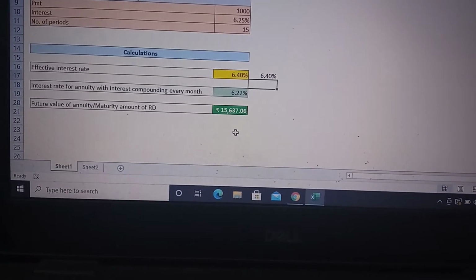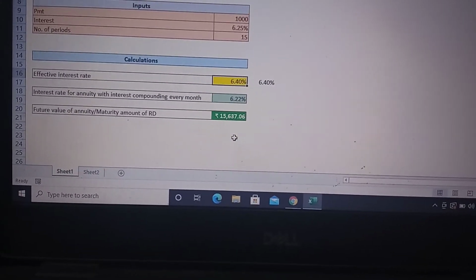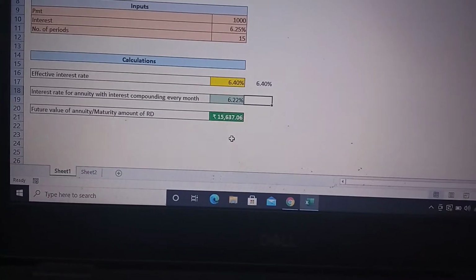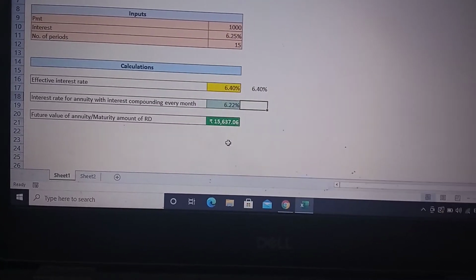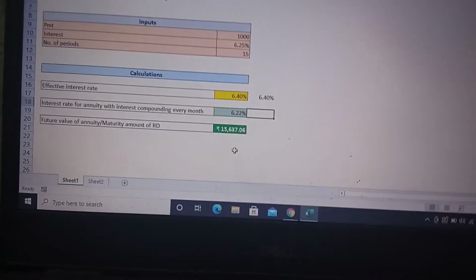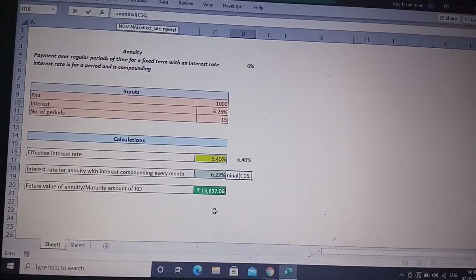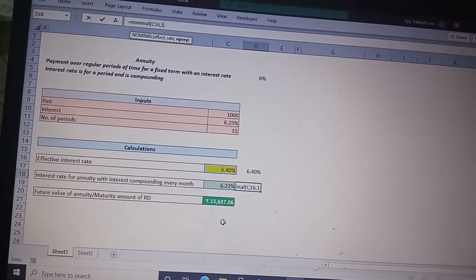What interest rate should I use then? I need to calculate another interest rate with the help of this interest rate. Effectively I should not get more than 6.4%, right? So I need to calculate a nominal interest rate again, considering that my interest rate compounds every month. The formula would be NOMINAL, and here the effective rate is 6.4%, and the number of periods that I want to compound it for is 12. Here it is. So this interest rate would go into the formula.